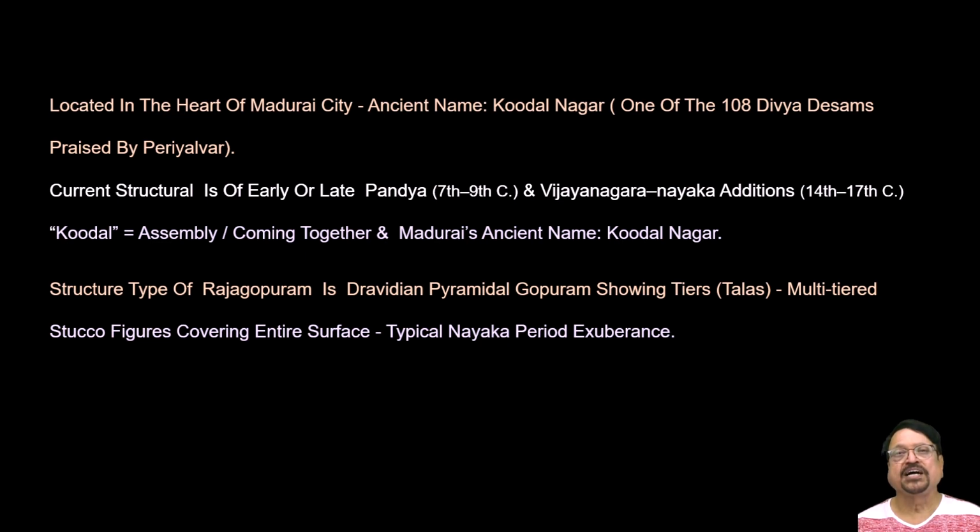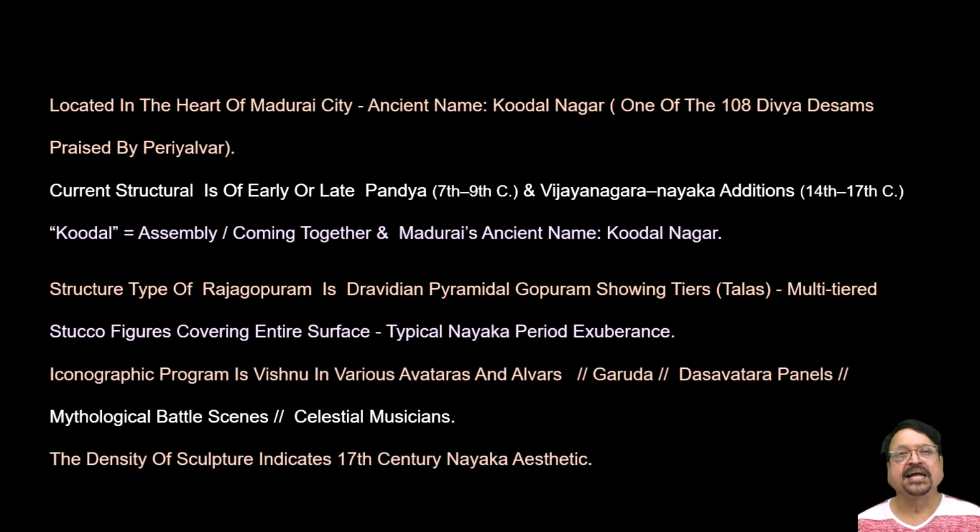The structure type of the Raj Gopuram here is Dravidian. I am going to show you; the picture is taken from the road, as inside photographs we cannot take. It is a Dravidian pyramidal Gopuram showing tiers or talas, a multi-tiered stack of figures, with carvings over the entire surface. Typical Nayaka period exuberance.